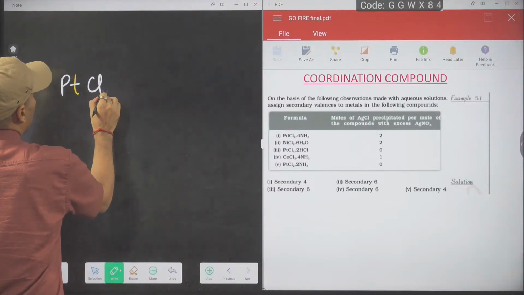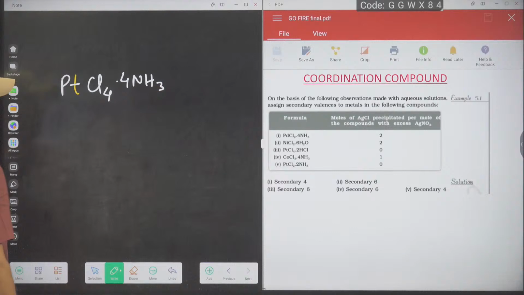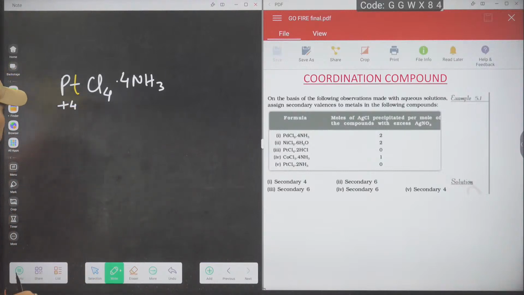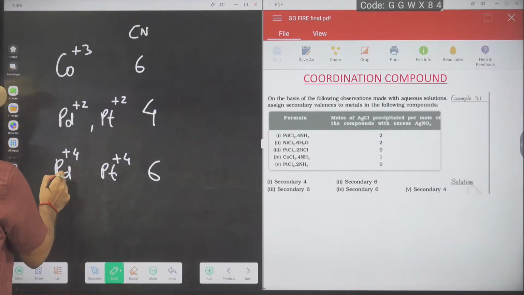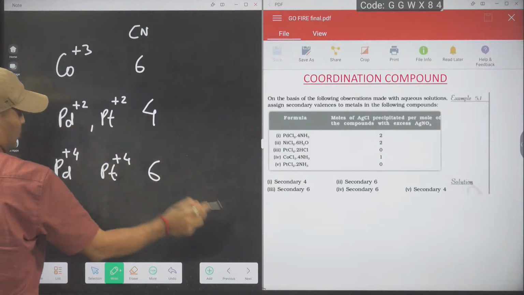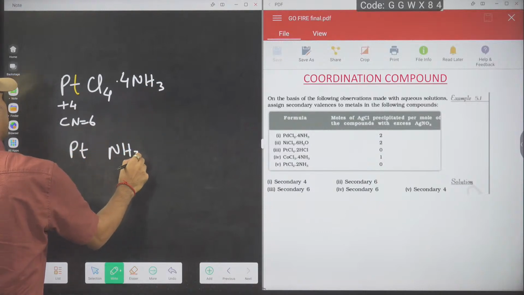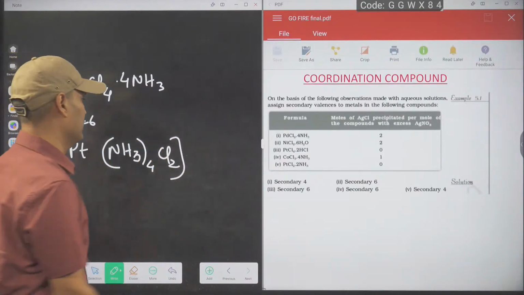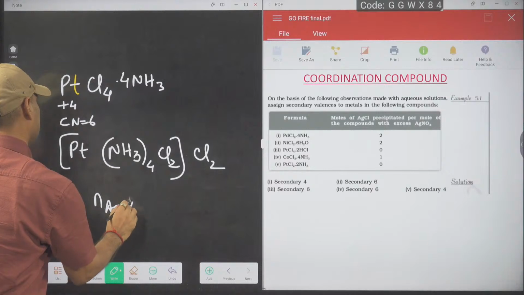Suppose they are giving you PtCl4 dot 4NH3. Okay, tell me. Here you have to tell the number of moles of AgCl. So you will say, sir, platinum plus 4. Platinum plus 4 means coordination number 6. Correct? I have told you already. Plus 4 means coordination number 6, plus 2 means coordination number 4. How will I write 6? I will take 4 ammonia inside and 2 Cl inside. Then how many Cl are left? 2. So double.